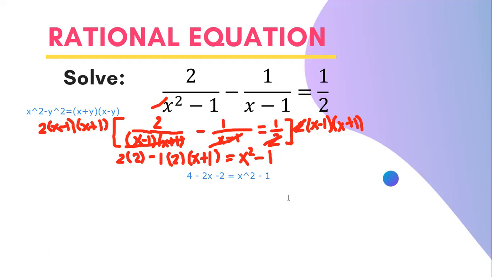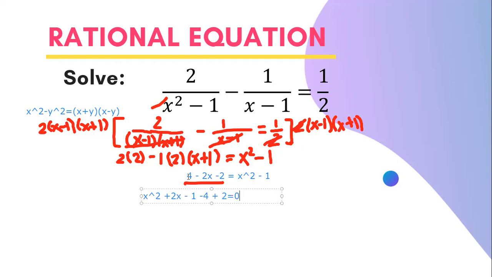Next is to equate the rational equation to 0, meaning you need to transpose all these terms, the 4 minus 2x minus 2 on the other side, okay? And that will give us x squared. Transposing negative 2x will make it positive 2x. Then the negative 1, 4 will be negative 4, and the negative 2 will be positive 2, equals 0, because we need to equate, okay?